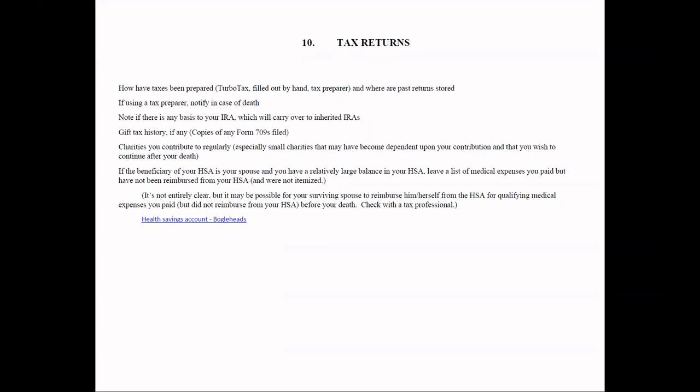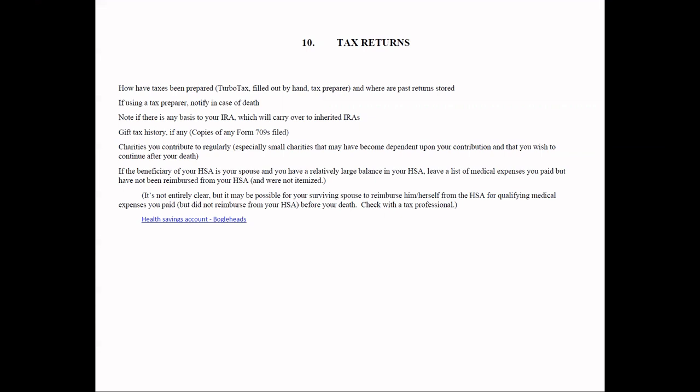I did try to look into this topic. I actually spent a couple of hours trying to figure this out, and there was some information in the Bogleheads wiki that it's not quite clear if the spouse can reimburse themselves out of your HSA for expenses that you paid before your death. It's not quite clear, but it might be possible. So you may want to have that information documented. Most people, if they haven't reimbursed from the HSA, have a spreadsheet or something somewhere: here's all the expenses that were paid but not reimbursed. So that's just something to think about.